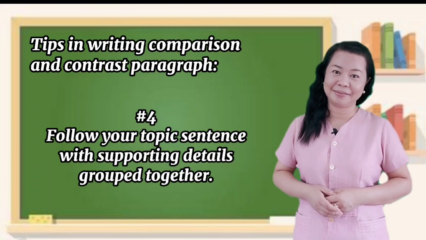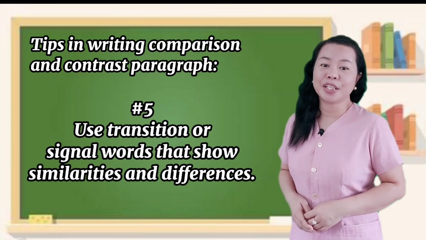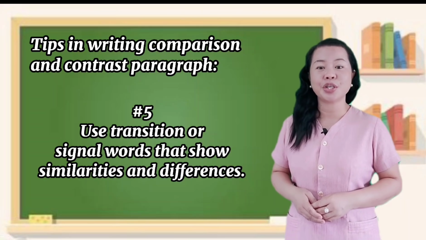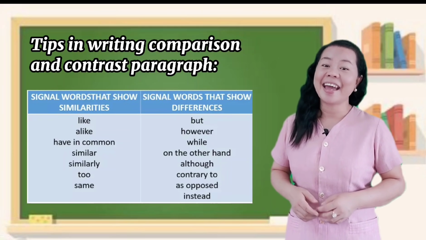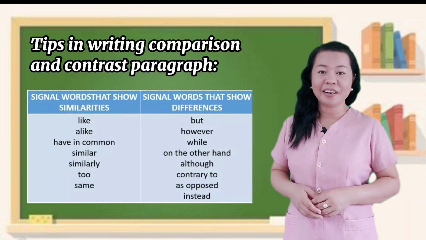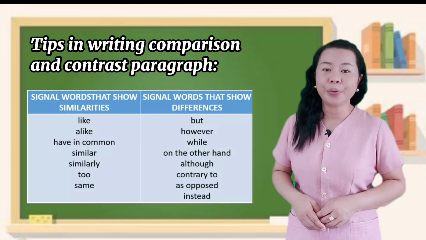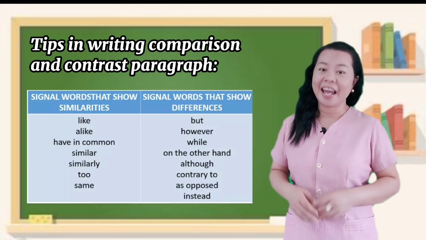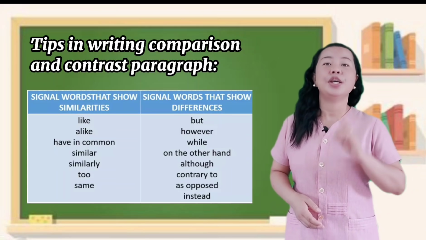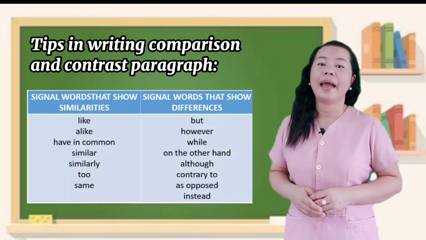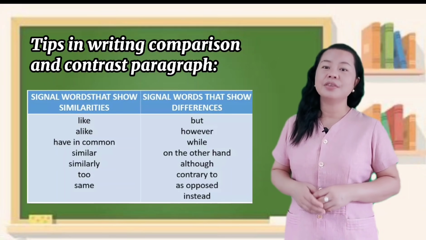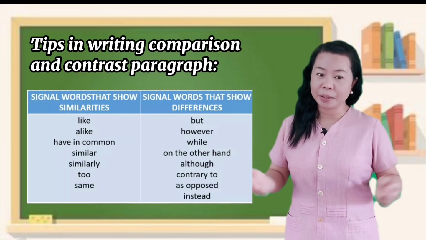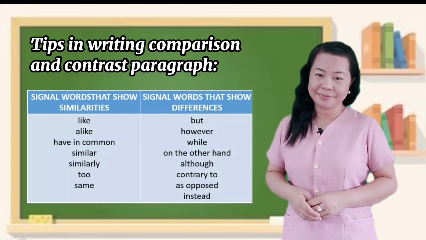Or you might want to say how they're the same with each other first, followed by their differences. Then use the transition or signal words that show similarities, such as like, alike, have in common, similar, similarly, to, and same. And for showing differences, use the signal words but, however, while, on the other hand, although, contrary to, as opposed, and instead.